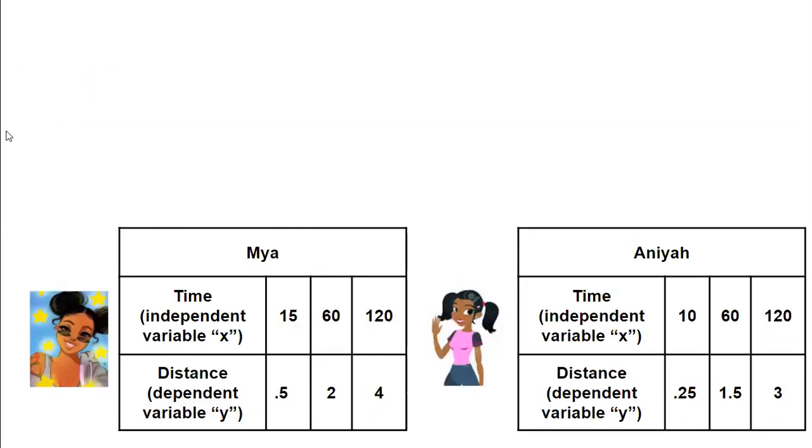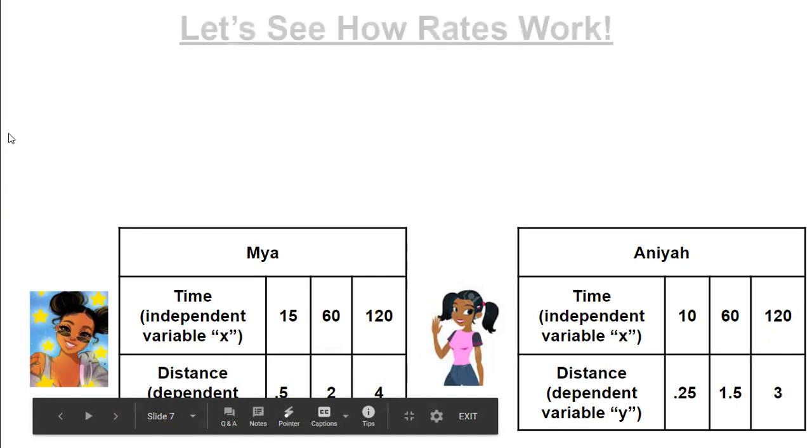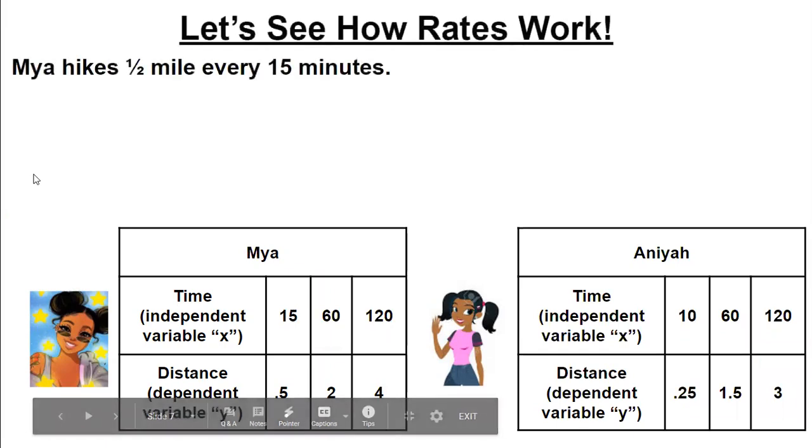Okay, here's our charts all filled in for us, comparing Maya to Anaya's rate of speed. So notice how Maya will be going 2 miles in 1 hour, and Anaya is going to be going 1.5 miles in an hour. Maya will have gone 4 miles in 2 hours. Anaya will have gone 3 miles in 2 hours. So let's take a look.